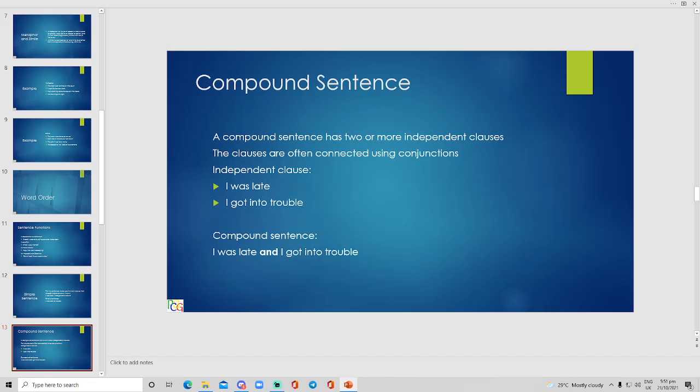Which leads us to compound sentences. Give me one second.